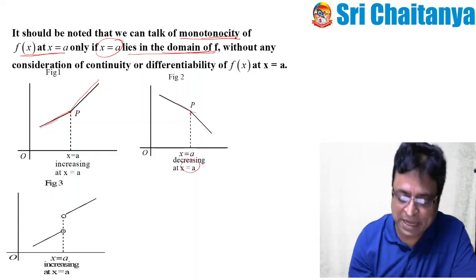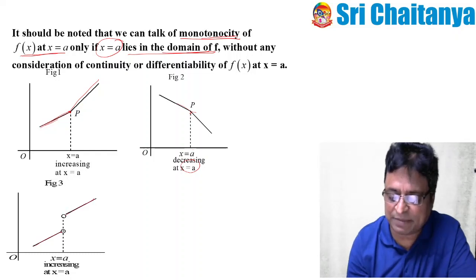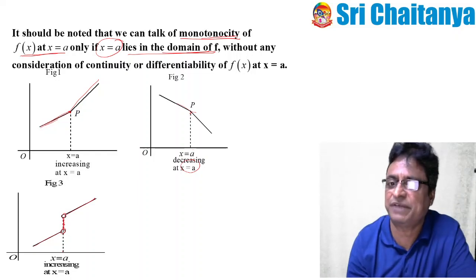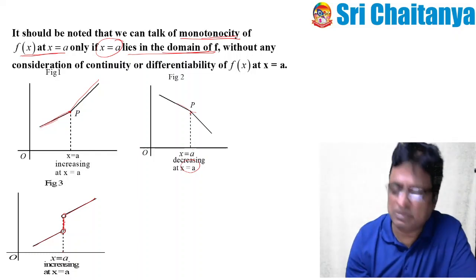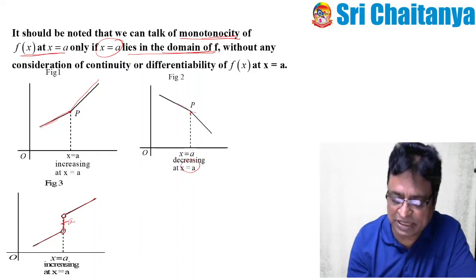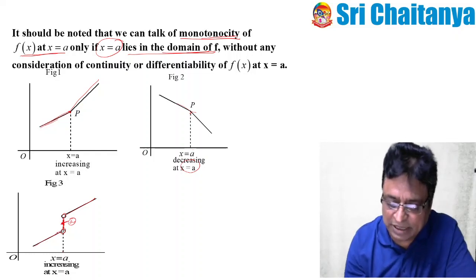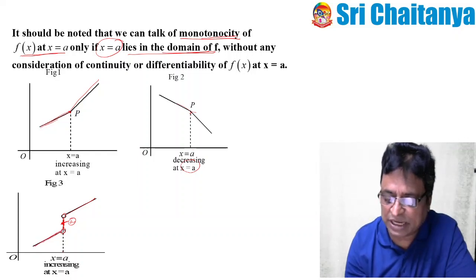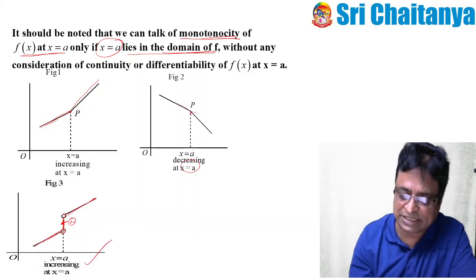Now coming to here, this is one branch of the function and this is another branch, and there is a gap at x equal to a, and somewhere here at x equal to a the function is defined. Due to this gap the function is discontinuous. But I am least bothered about whether the function is discontinuous or not. At x equal to a, the value is f of a, at some point. But up to that point in the neighborhood the functional values are increasing, and even after a the functional values are increasing. So it is increasing at x equal to a.